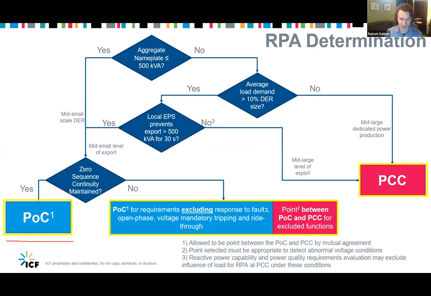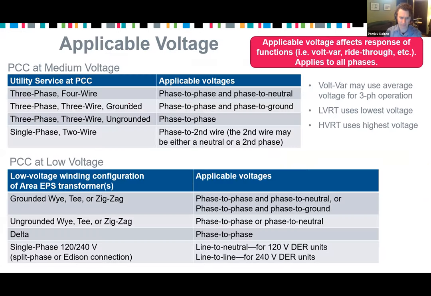There's a couple nuances here in the middle. I won't go over those in detail, except to mention that mutual agreement between the DER customer and the utility can be used to select a point basically anywhere for where the RPA is. Related to the RPA in some ways is this concept about applicable voltage that needs to be measured. So you have a point where all of the requirements apply, but then there also needs to be bounds around what's actually measured at that point.